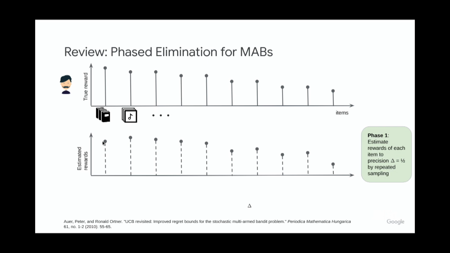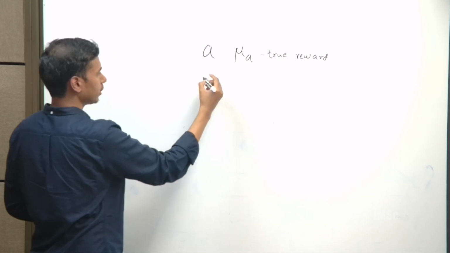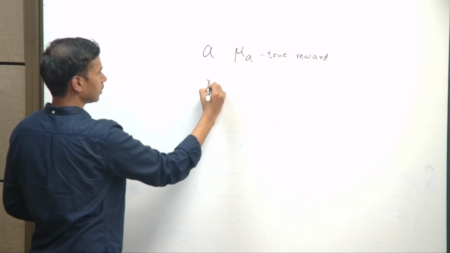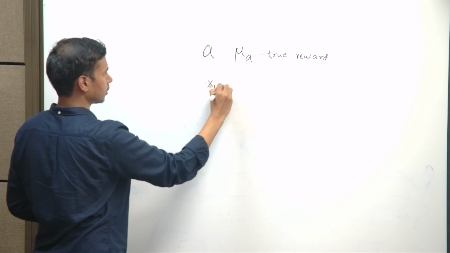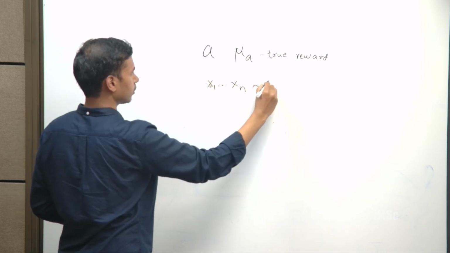By delta-accurate I mean, let's say for arm A, mu_A is its true expected reward. You generate some samples, let's call them x_1 to x_n, from the distribution of arm A.